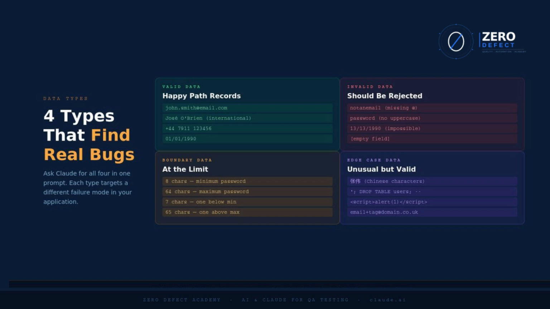And edge cases are the unusual but technically valid inputs that nobody thought to test. Unicode characters, injection strings, email addresses with plus signs. Every serious bug I found in a registration form came from one of these 4 categories.